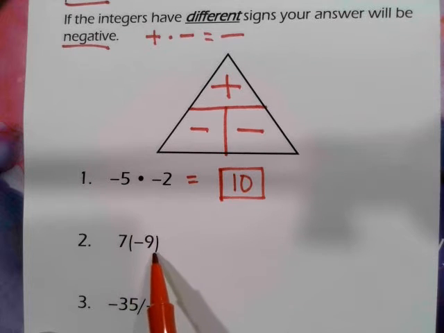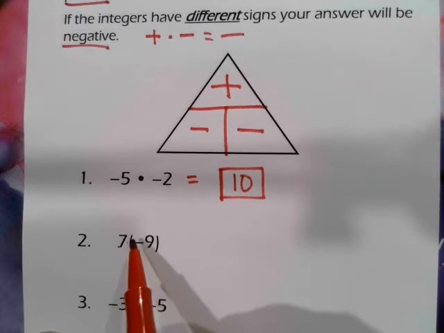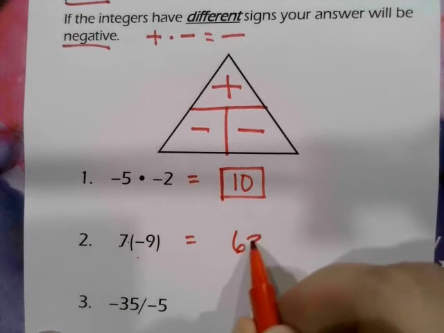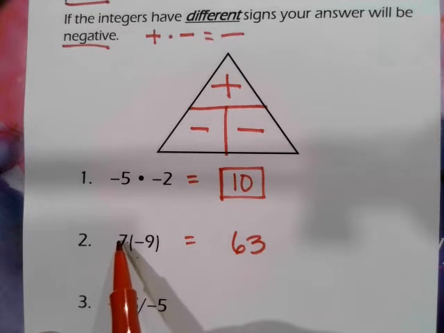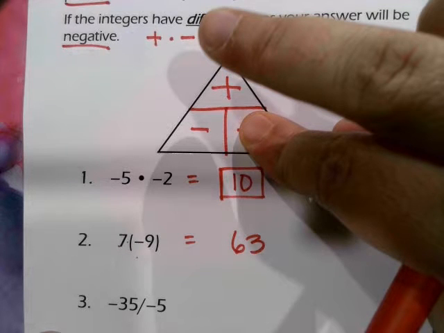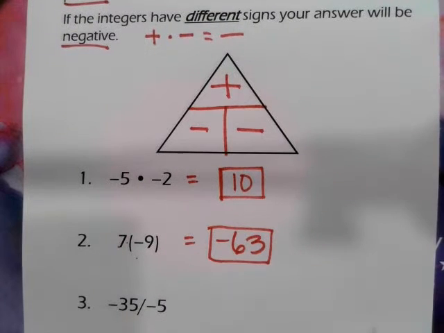The next one, 7 times -9. These parentheses in this case represent multiplication because there's no operation symbol between them. Whenever they're touching, it means they're multiplying. So first of all, 9 times 7 is 63. Then we're going to cover up a positive because 7 is positive, and then a negative. A negative and a positive, so my answer is negative: -63. It's that simple, guys. Don't make this concept harder than it really is.